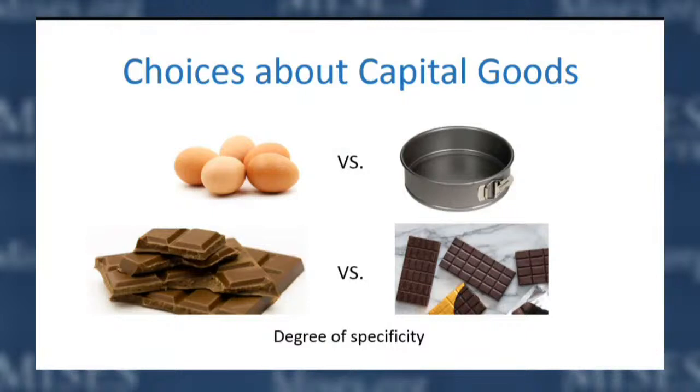Another choice variable is the degree of specificity. Different capital goods are of different degrees of specificity. I would argue that eggs are less specific than a spring-form pan because eggs have more uses. A spring-form pan has particular uses, like for flourless chocolate cake, maybe a cheesecake. There's probably other uses that you could use it for that it's not really designed for. Eggs are more ubiquitous, right? You can use them for flourless chocolate cake, of course.